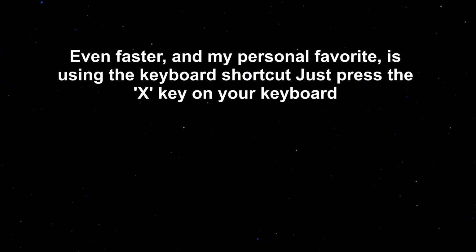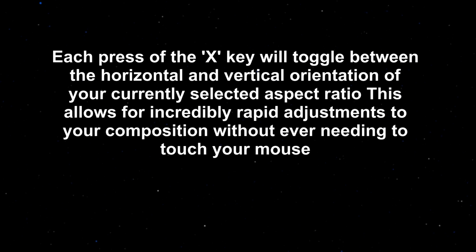Even faster, and my personal favorite, is using the keyboard shortcut. Just press the X key on your keyboard. Each press of the X key will toggle between the horizontal and vertical orientation of your currently selected aspect ratio. This allows for incredibly rapid adjustments to your composition without ever needing to touch your mouse.